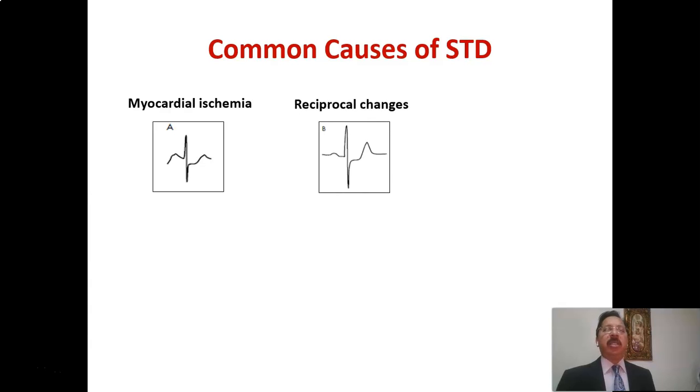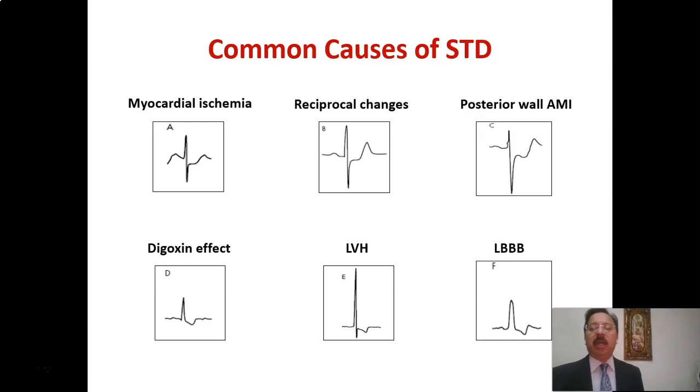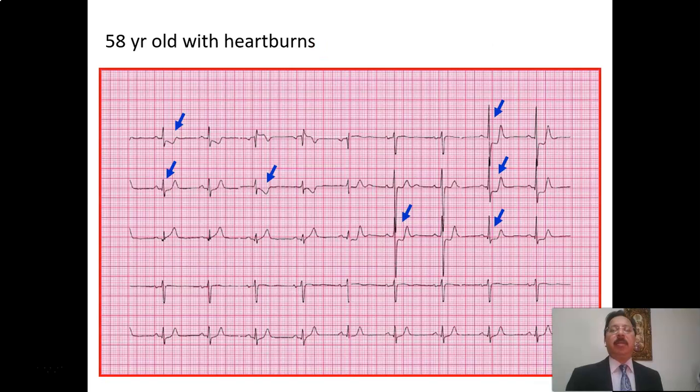Common causes of ST segment depression include myocardial ischemia, which is the foremost commonest cause. Then the reciprocal changes as a part of acute myocardial infarction. In posterior wall myocardial infarction, you will get ST segment depression in V1 and V2 along with a tall R wave. Digoxin effects give downsloping ST segment depression. Left ventricular hypertrophy with strain pattern can present as ST segment depression, and in left bundle branch block you may get ST segment depressions as well.